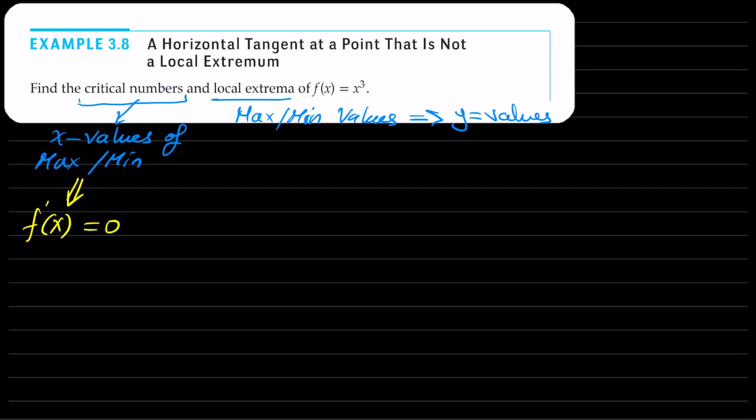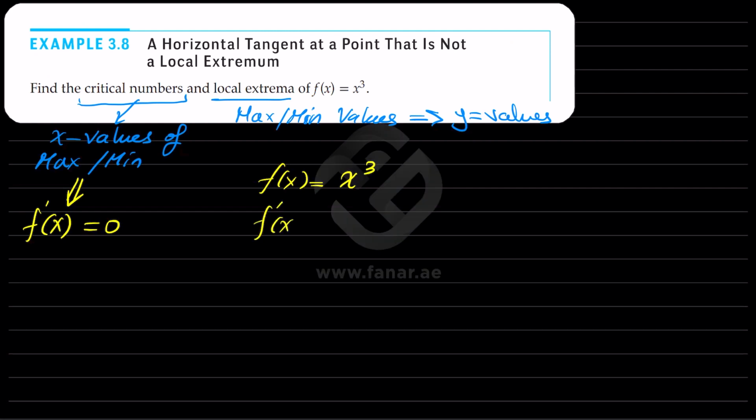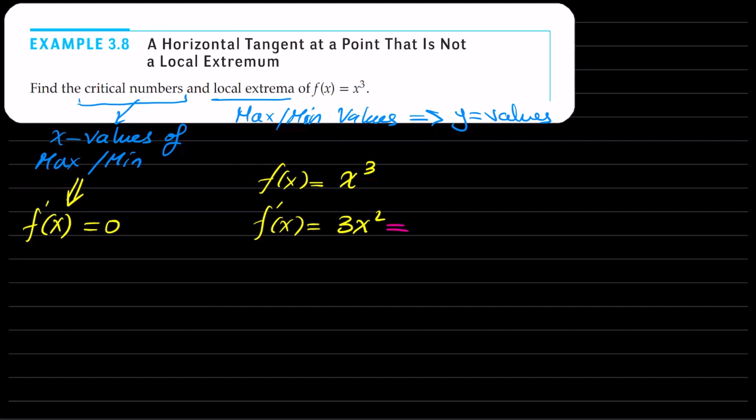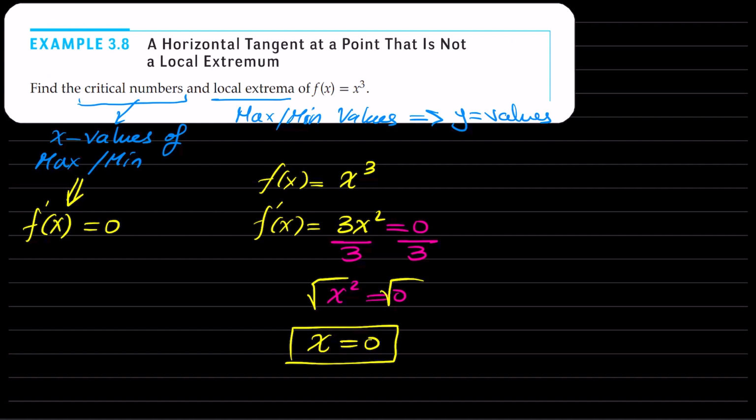So let's find it. f of x is equal to x cubed. f prime of x is equal to 3x squared. We found the derivative, we make it equal to 0, divided by 3, divided by 3. So look how to solve any question. x squared equals 0. How do you remove the square? In order to remove a square, we use a square root on both sides, so x equals 0. So at x equals 0, this is called a critical number.